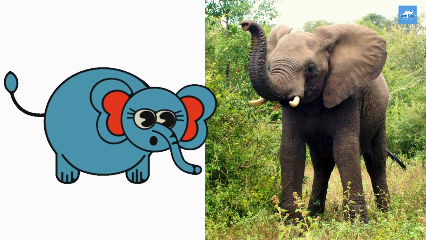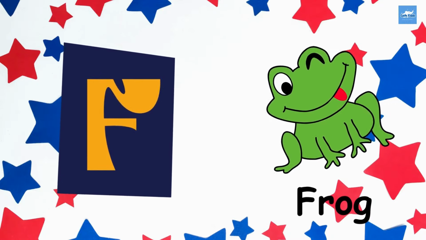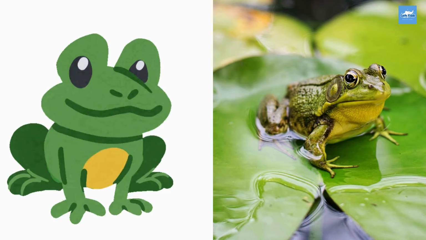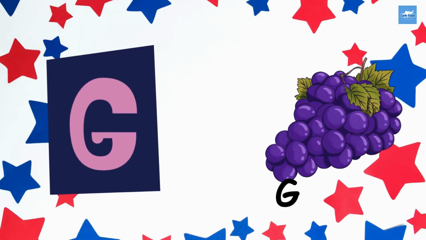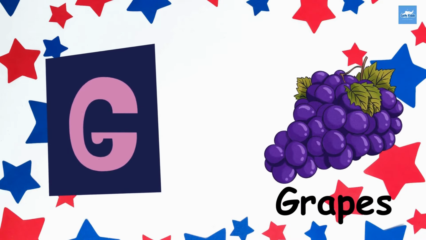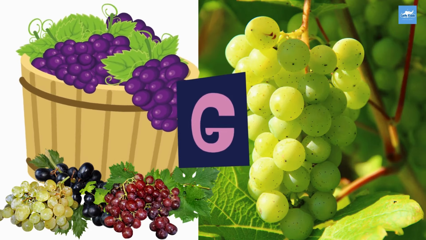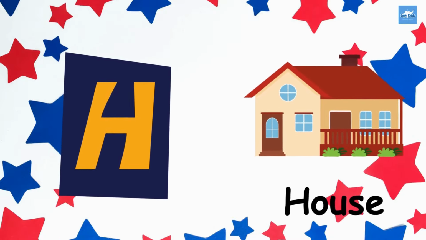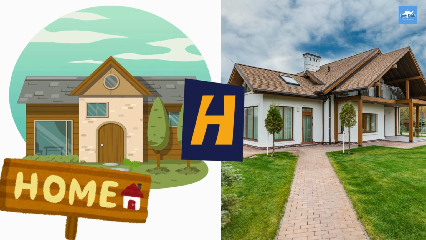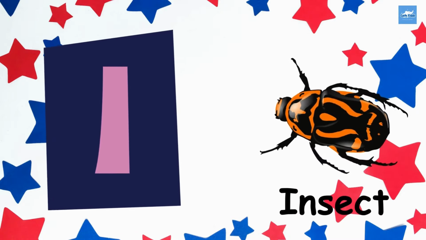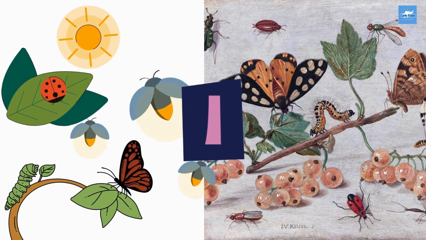E, elephant. F is for frog, frog. F, frog. G is for grapes, grapes. G, grapes. H is for house. H, house. I is for insect. I, insect.